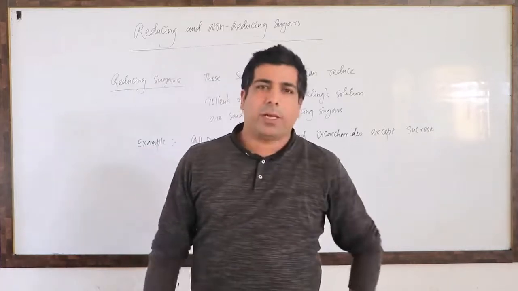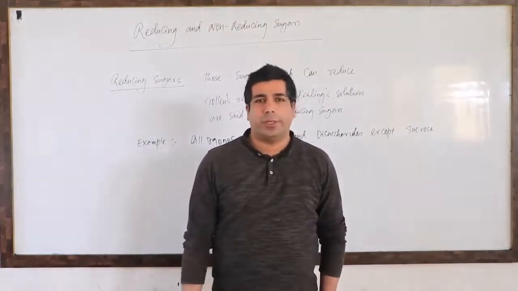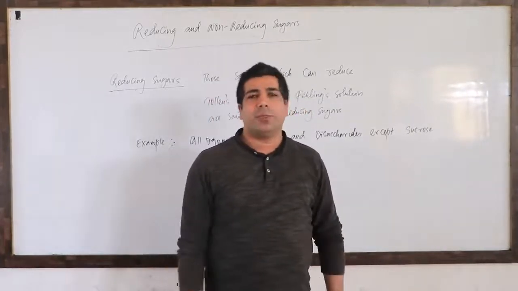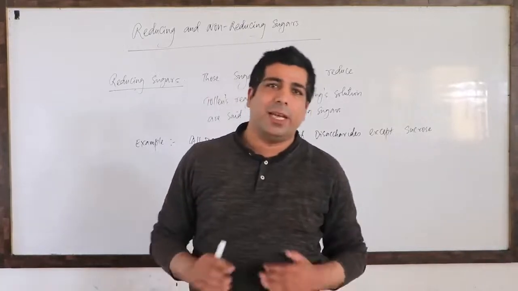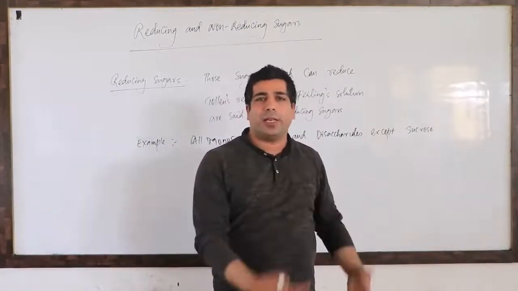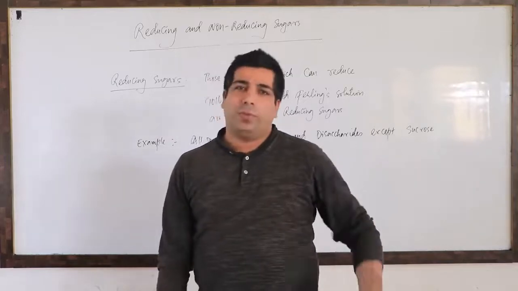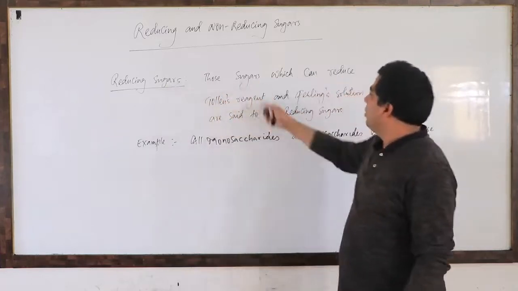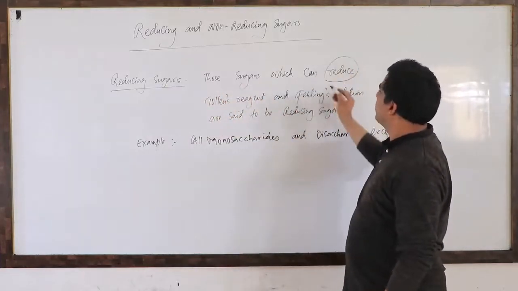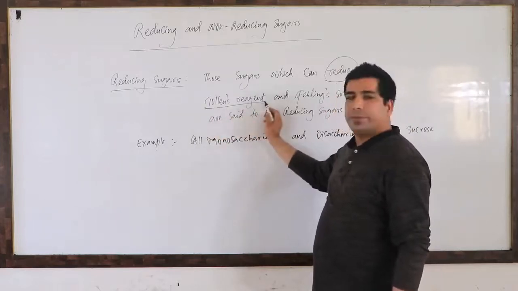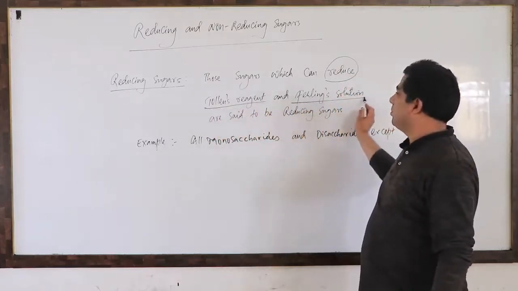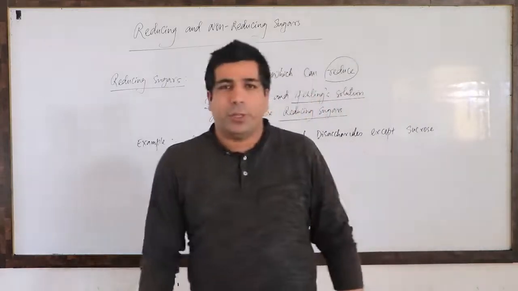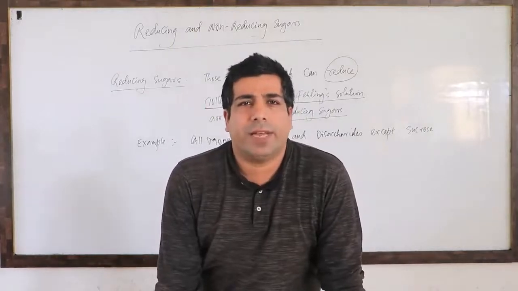Now we'll be talking about reducing and non-reducing sugars. I have taken this topic a little later because you have to understand certain basics first, and only then can you understand what reducing and non-reducing sugars are. So let's go with this concept. Reducing sugars: first of all, those sugars which can reduce Tollens reagent and Fehling's solution are said to be reducing sugars.